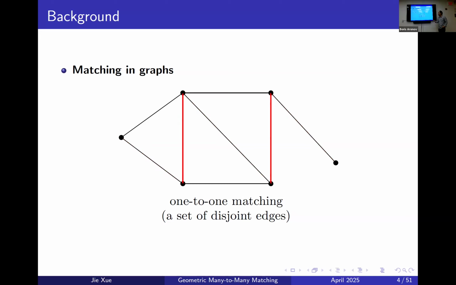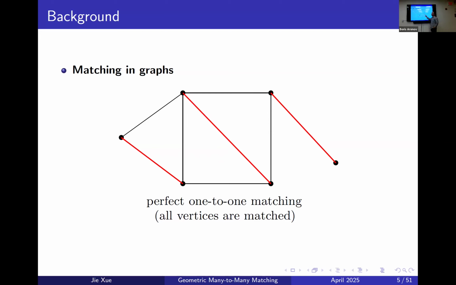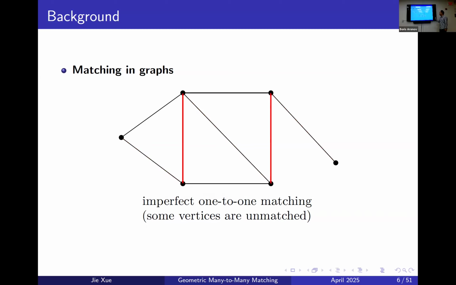And you can distinguish two types of one-to-one matching. The first type is called perfect one-to-one matching. That means in your graph, every vertex is matched to another vertex. So here, as you can see, those edges cover all the points, so it's perfect. The other type is non-perfect or imperfect one-to-one matching. As you can see, some points are left; they don't have any other point to match.